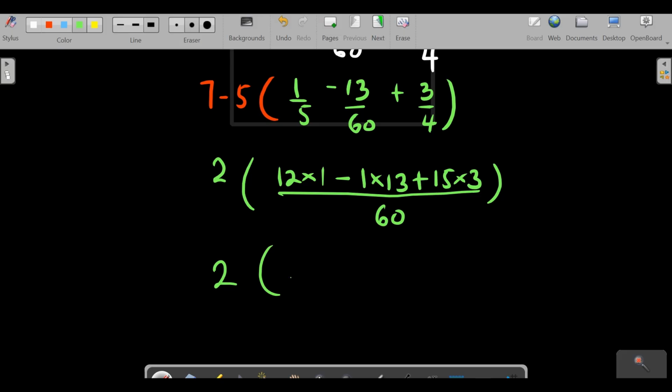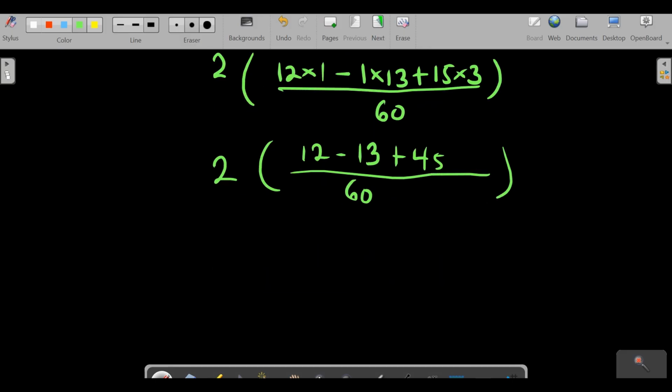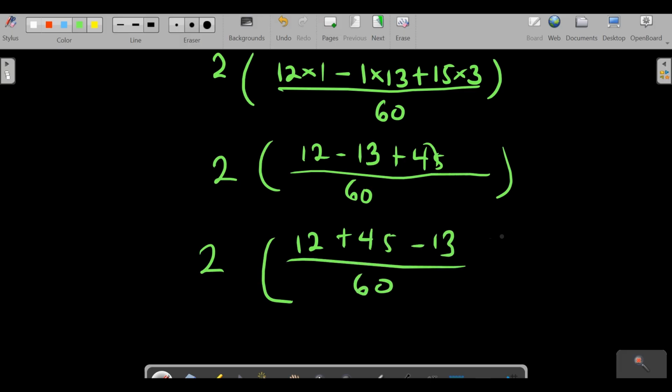So what is 12 times 1? That will be 12 minus 13, 1 times 13 is minus 13. Then 15 times 3, that will be plus 45, all over 60. So we can rewrite this. In order to make it easier for us, we can bring 12, then we'll bring this 45 to the front, plus 45, then we'll take our minus 13 to the back, over 60.